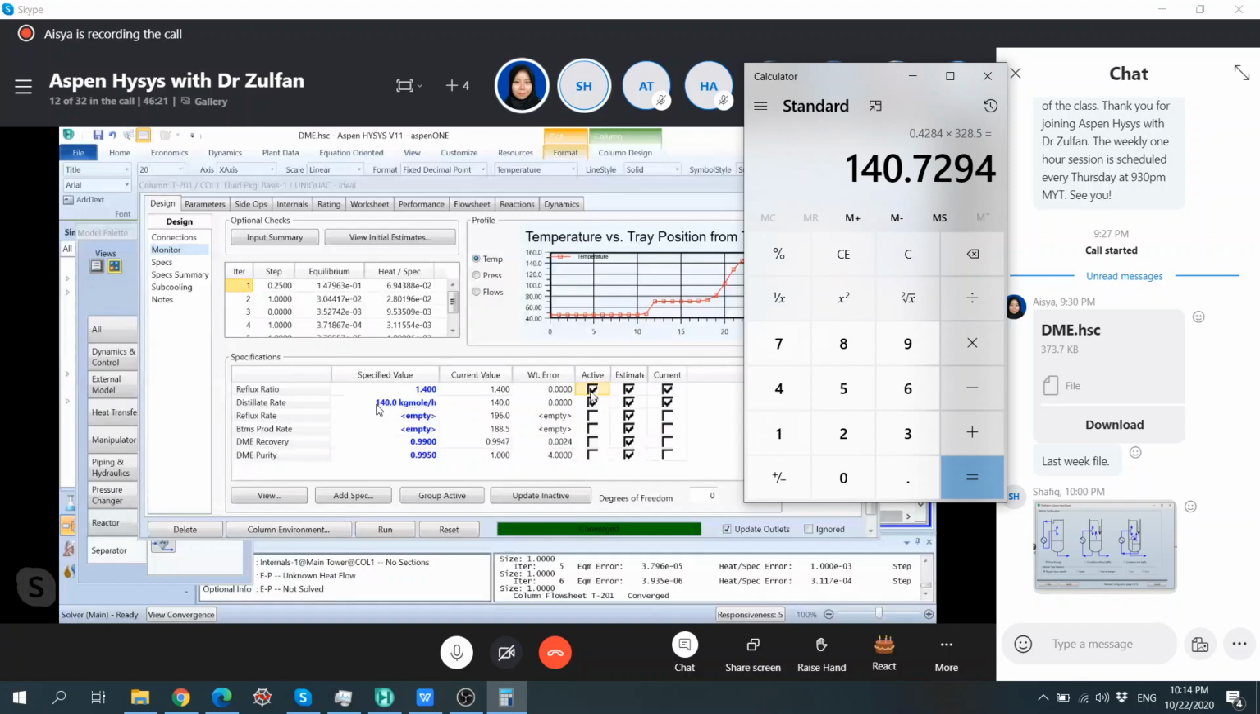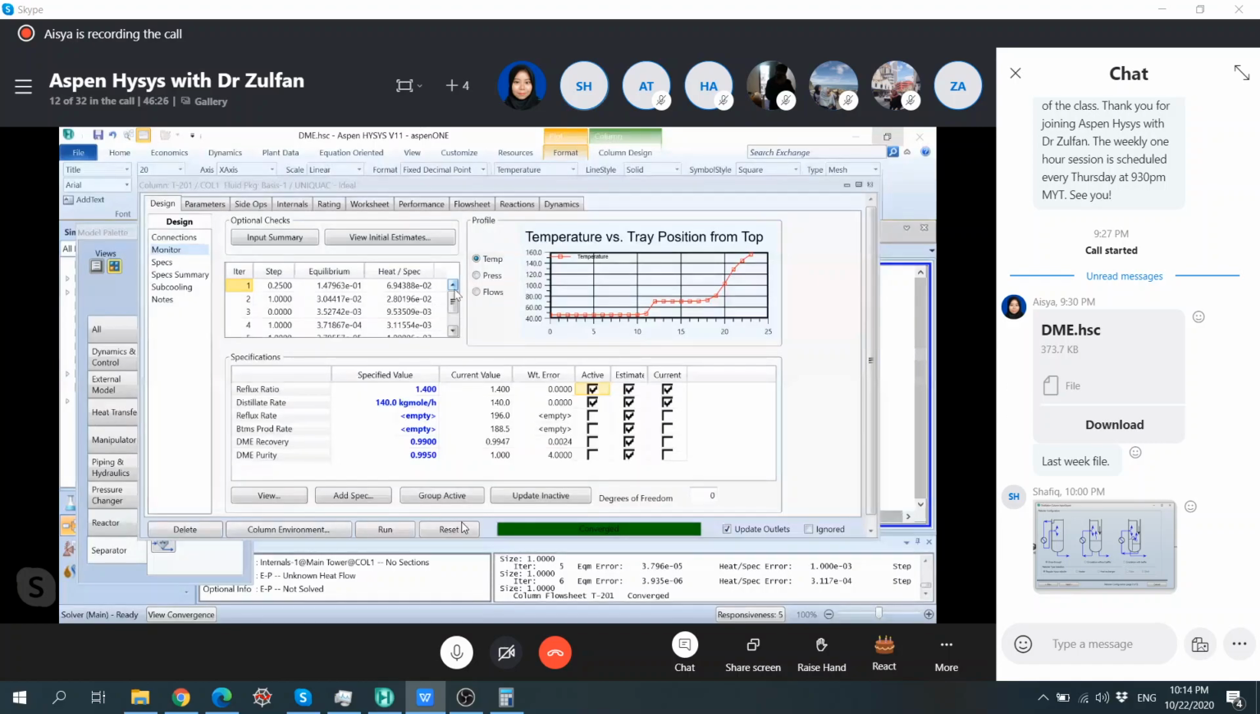It converged, and then you can see the DME recovery is 99.5%, the current value, and the DME purity is 100%. So we are recovering 100% of DME in this case. We don't manage to get methanol in the top, but okay.